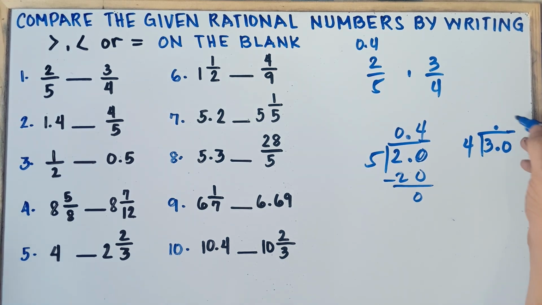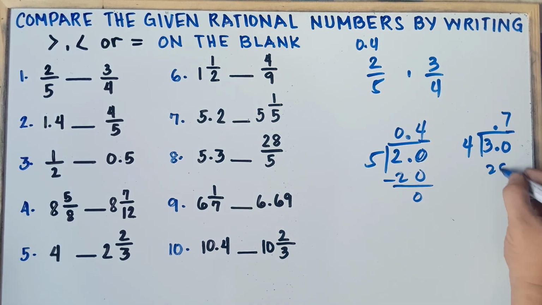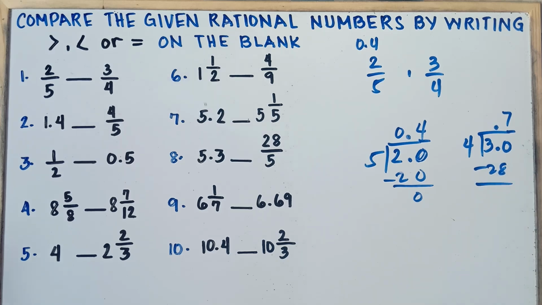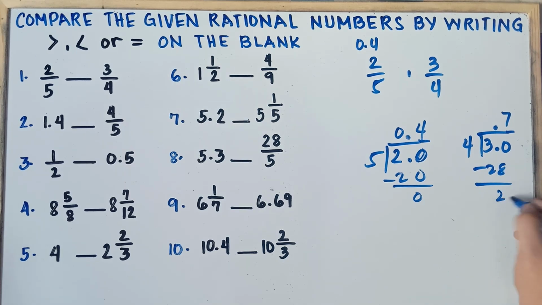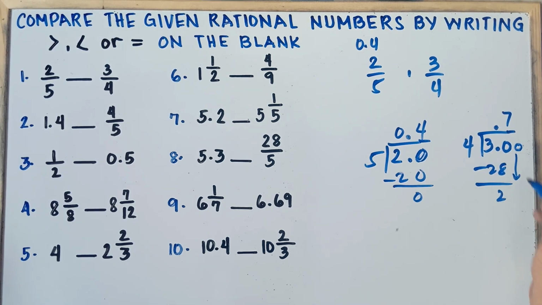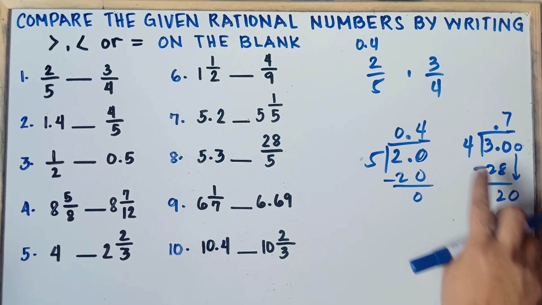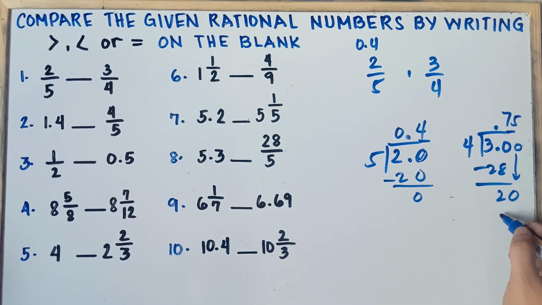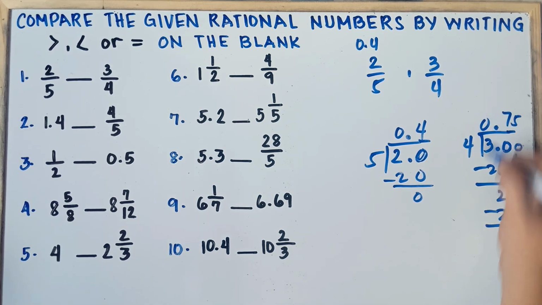30 divided by 4, that's 7. 7 times 4 is 28. Subtract. 30 minus 28, that's 2. You bring down another 0 because 2 divided by 4, that cannot be. And add 1 0. So 20 divided by 4, that's 5. 5 times 4, that's 20. Subtract, that is 0. So 0.75.